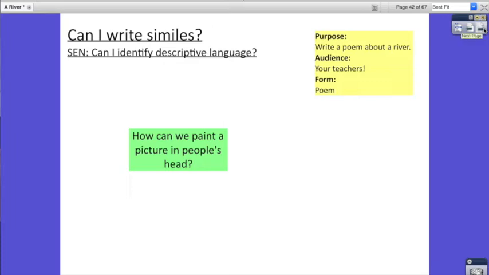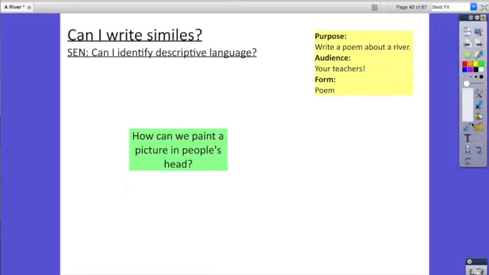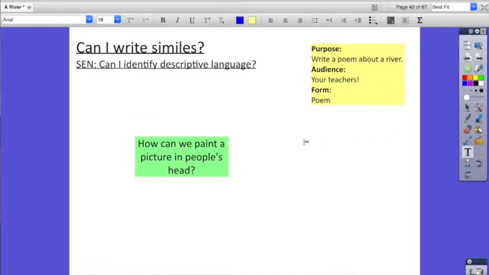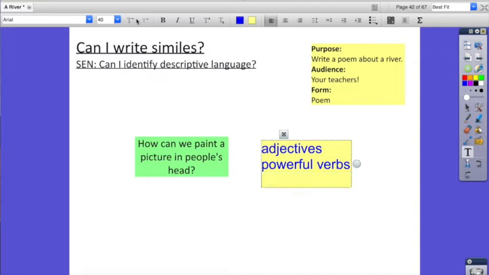So how can we paint a picture in people's heads? What devices can we use? Pause the video now and have a think. What devices would you use to paint a picture? Hopefully you came up with a few. A few that you could use would be adjectives. We can use powerful verbs, so doing words. We could use similes.